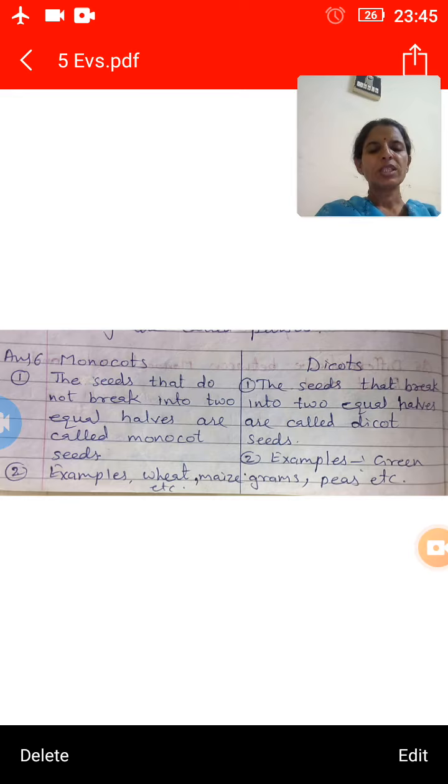Children, in our video, we discussed that monocot plants have fibrous roots and dicot plants have taproots. We also saw the image of the leaves of a monocot and dicot plant. Children, you will learn more about the differences in your higher classes. For this session, this much only.